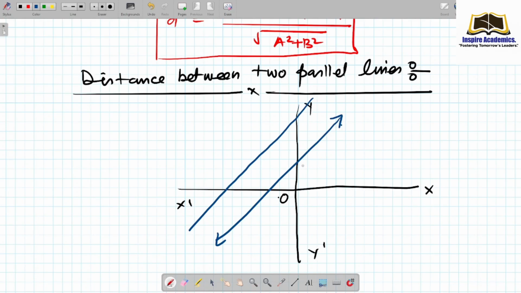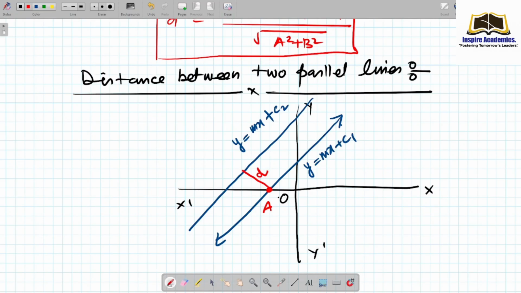Okay. I would say let this line be represented as y is mx plus c1 and the another line is y is mx plus c2. Okay. Let me find the distance between the two lines. Let me pick up this point. Let's say this point is A. From A, I want a perpendicular distance which is D for this line.